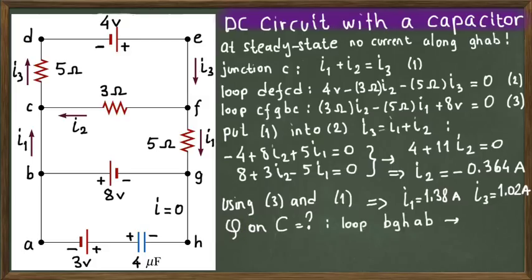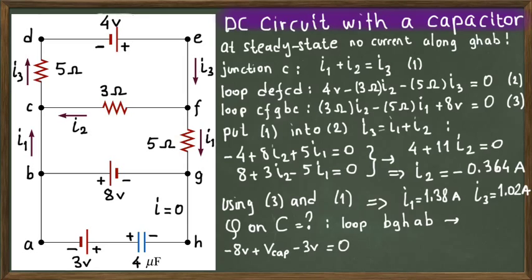For this, think about this loop. Even if there is no current flowing through one branch of a loop, you may still apply Kirchhoff's loop rule. So just choose this loop which contains the capacitance: B, G, H, A, and B. We are using the loop rule for this closed circuit. Even if we don't have any current flowing through this, we may apply Kirchhoff's second rule to this loop. So let's see what happens.